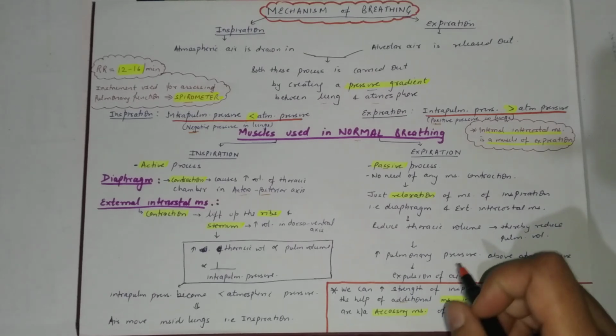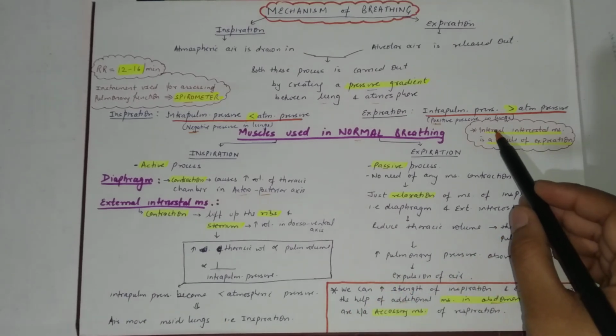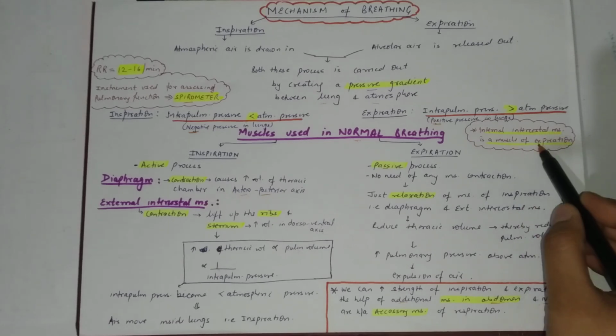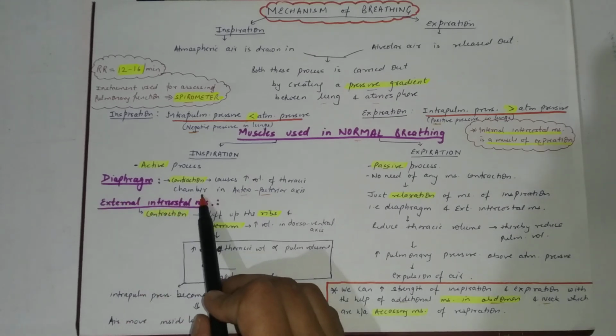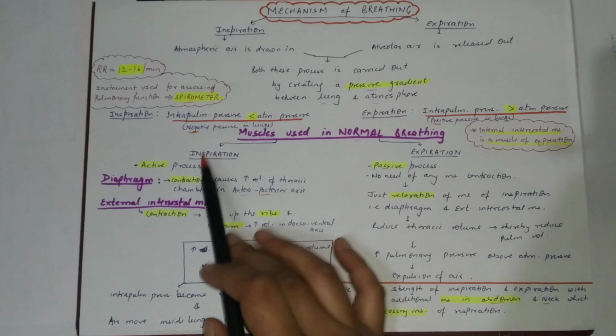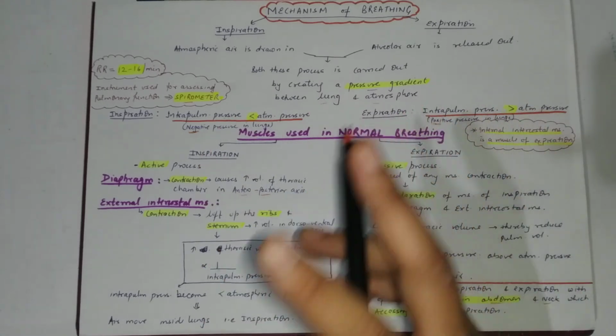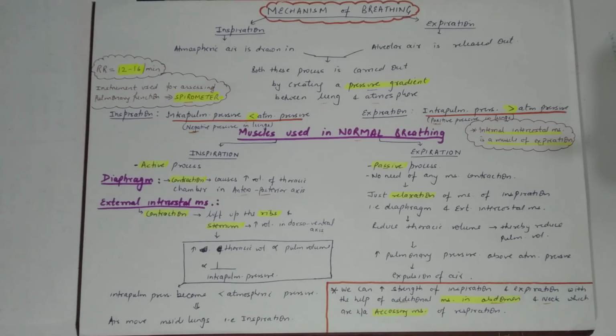Another point which is worth noting is that the internal intercostal muscle is a muscle of expiration and the external intercostal muscle is a muscle of inspiration. So external is for inspiration and internal is for expiration. These terminologies are easily confused by students.